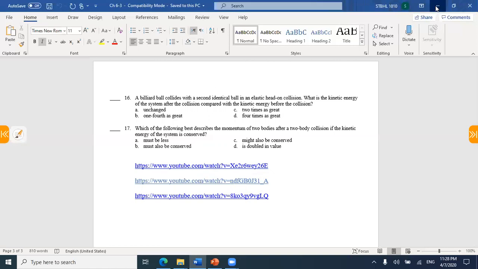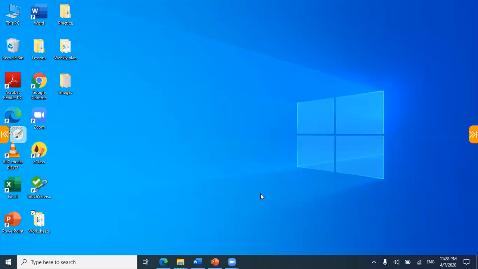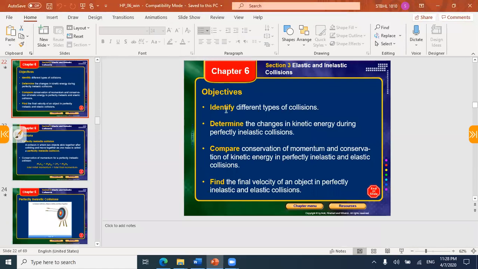Finally, let's come back now to the objectives again. So, do you know from now on how to identify the different types of collision? I hope, yes. Do you know how to determine the changes in kinetic energy during the perfectly inelastic collision, which means the decrease in kinetic energy, the energy loss?